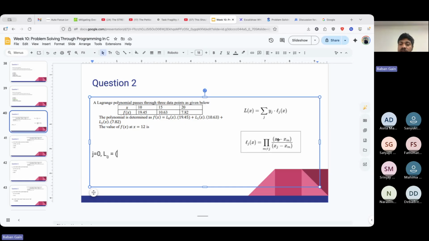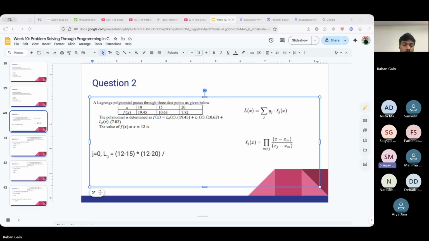So here what is this? x is 12. 12 minus 15, multiplied by 12 minus 20, divided by... Anybody? No, sir, I've written the answer. Okay, so is this a full answer or are you saying the value of Lj? The value of f(x) at x equals 12. Okay, right. I think you are correct.